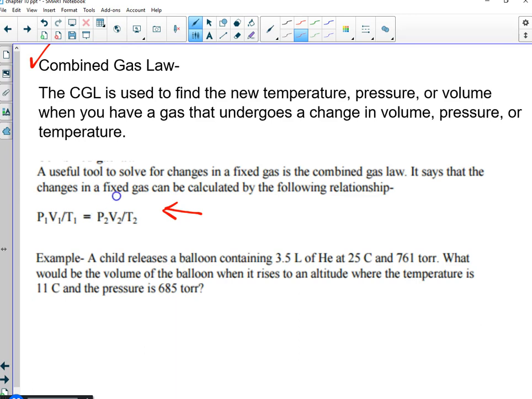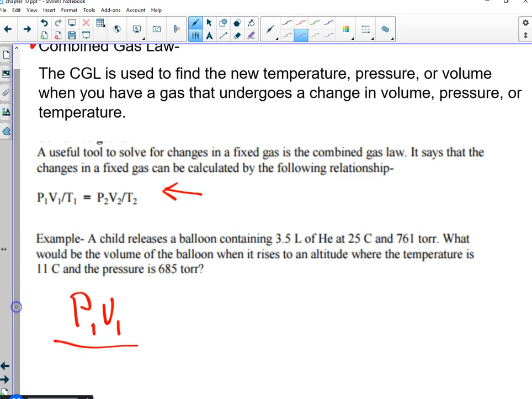So this is just algebra, but it's very important that you do your algebra right. Okay, I'm going to write it a slightly different way. P1 V1, and I'm going to make sure it's up and down instead of side to side so no one gets confused. Over T1 equals P2 V2 over T2.